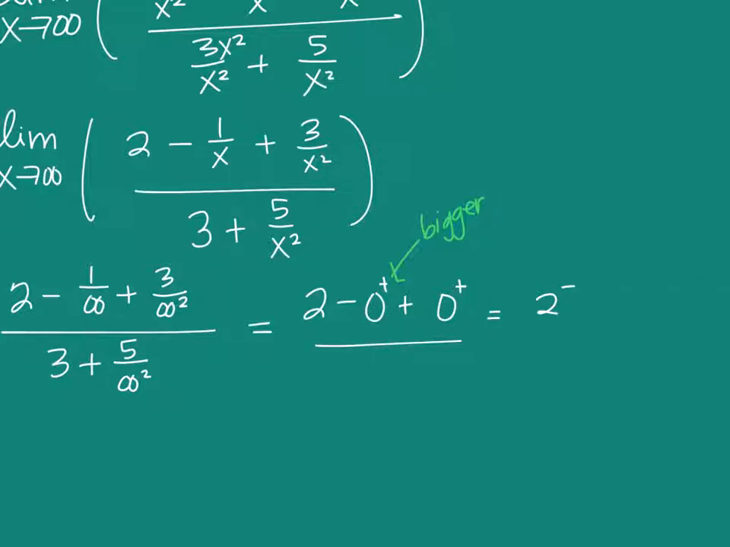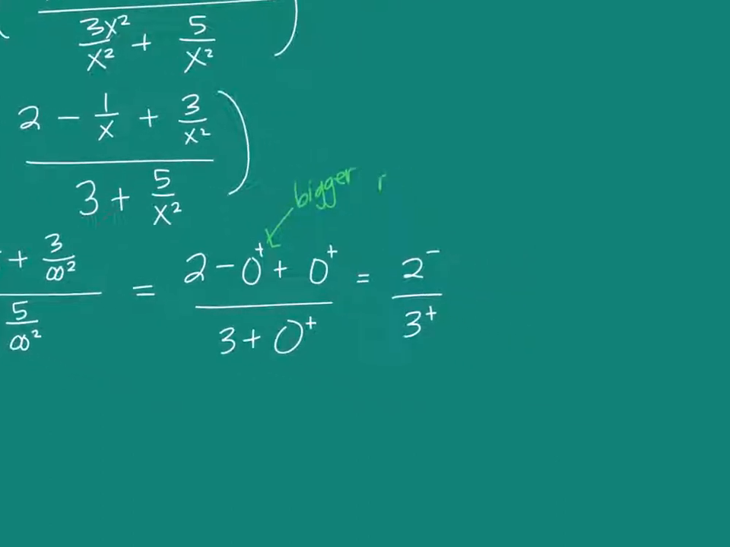All right, how about the denominator? 3 plus what? What kind of 0 is that? 0 plus. All right, so what kind of 3 is that? 3 plus. Okay. So I have 2 minus over 3 plus. Is that a positive number or a negative number? Think before you speak. Okay? Is 2 minus over 3 plus a positive number or a negative number?